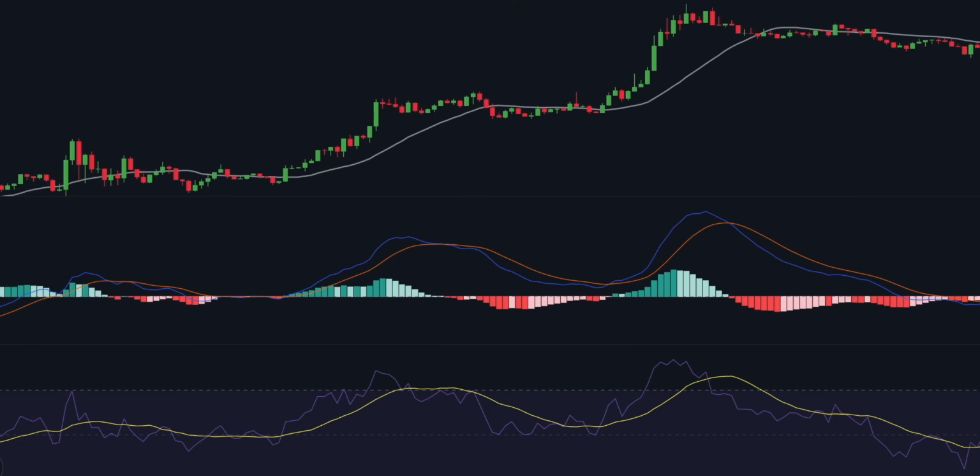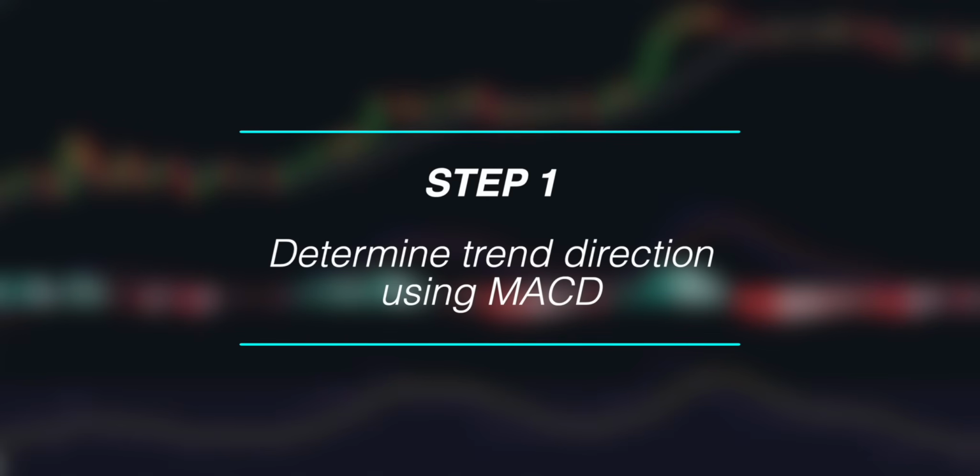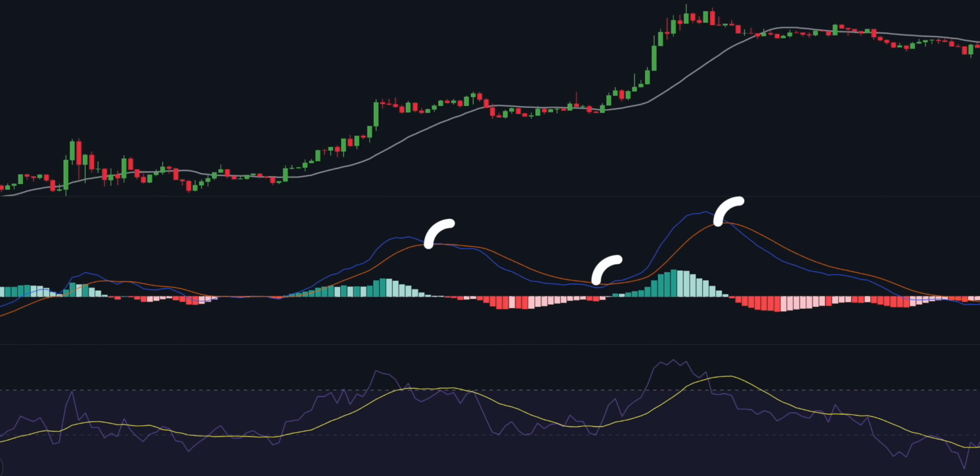The trading rules suggested by ChatGPT are as follows. Step 1. We need to determine the trend direction using MACD. This means that we should look for a crossover of the MACD line and the signal line. A bullish crossover occurs when the MACD line crosses above the signal line, indicating a potential uptrend. A bearish crossover occurs when the MACD line crosses below the signal line, indicating a potential downtrend.